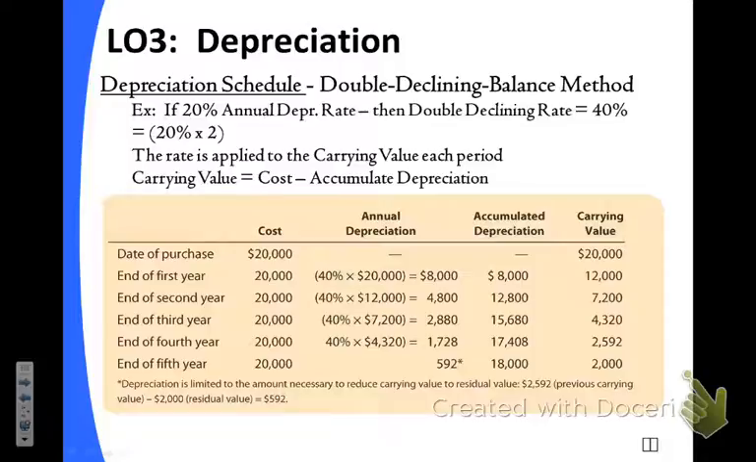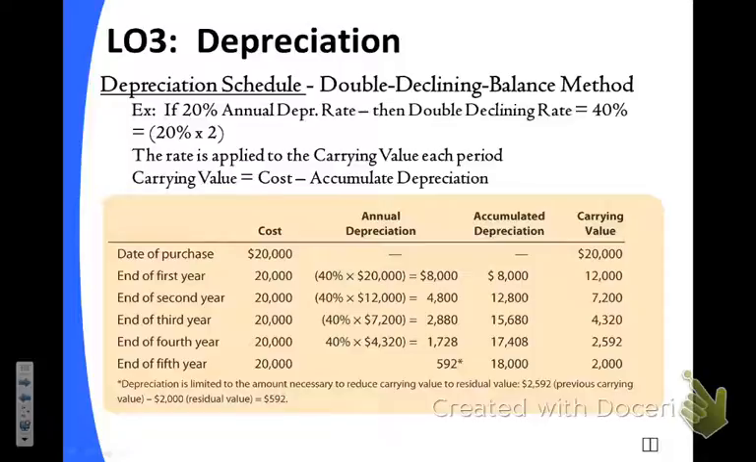Third year, again, we keep that same 40%. We multiply the 40% by the $7,200 carrying value and get an annual depreciation for the third year of $2,880. We add that $2,880 to our accumulated depreciation, bringing it to $15,680 at the end of the third year. Our carrying value is the $20,000 minus the $15,680, which gives us a carrying value at the end of the third year of $4,320.